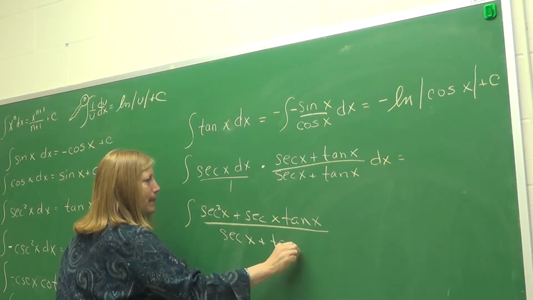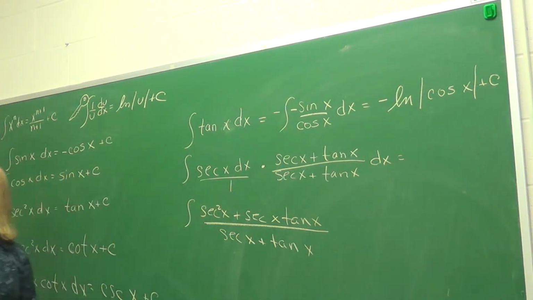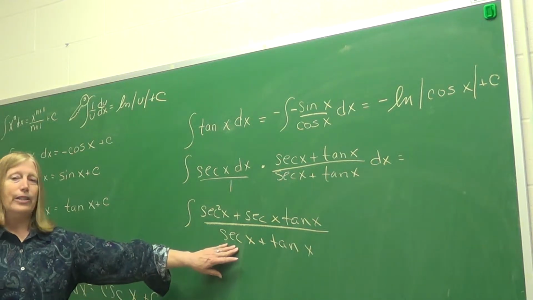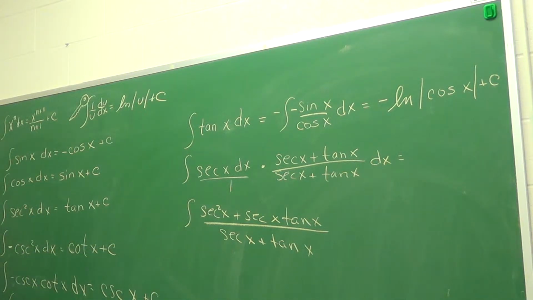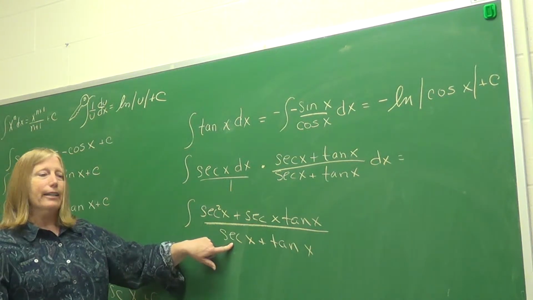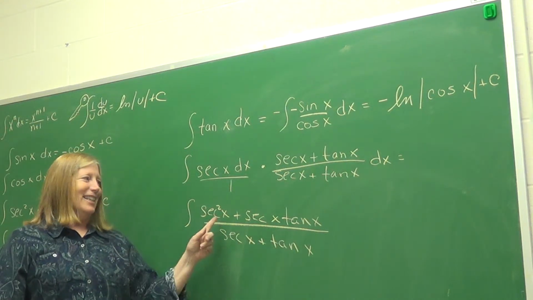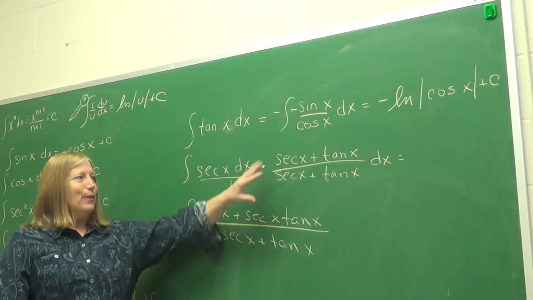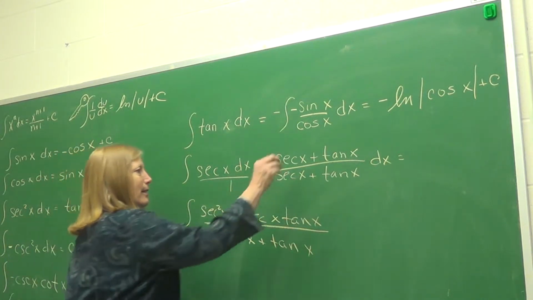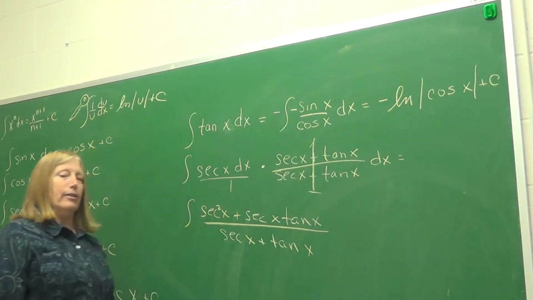Is the top now the derivative of the bottom? Isn't this where you can pull? See, here's secant x. What's the derivative of secant x? It's secant tan. The derivative of secant x is secant tan. What's the derivative of tan? Secant squared. So it's just beautiful, if you knew that little trick, look how quickly it is integratable.